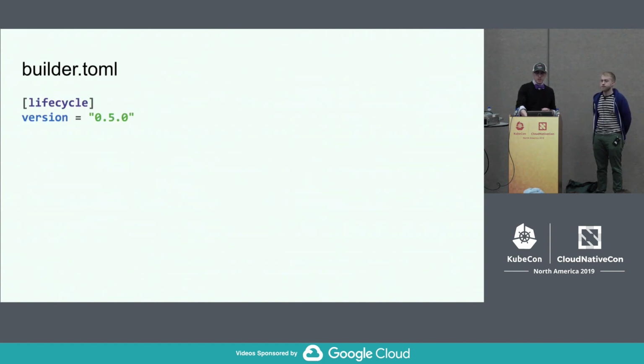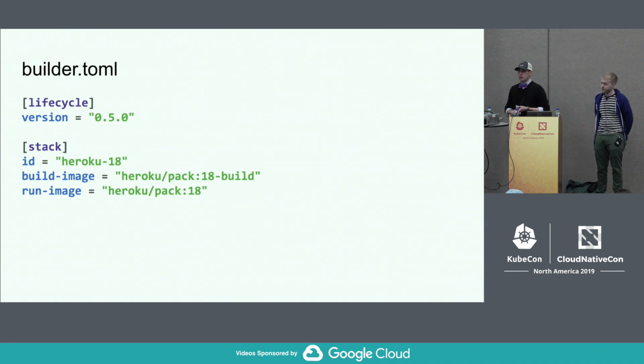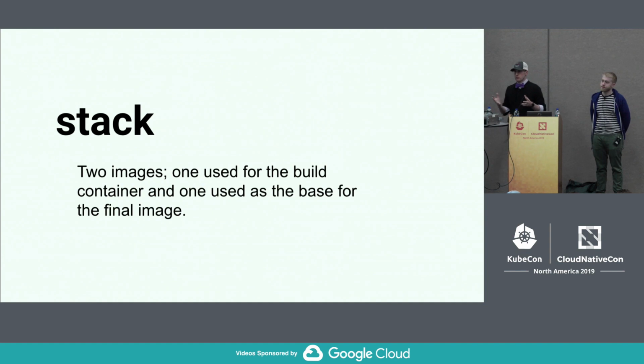If we look at the builder toml for that Heroku Buildpacks image, it first defines the lifecycle version that it is compatible with, and then it defines the stack that it runs on. So this builder image runs on the Heroku 18 stack. A stack is another important term in Buildpack language. A stack represents two images. One is used for build to create the container that Buildpacks run in, and then another is used as the base image for what we call the launch image, which is the image that's output from the Buildpack execution process.